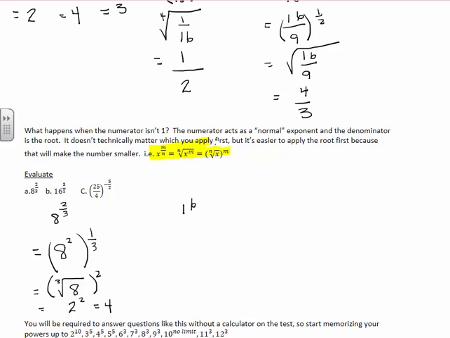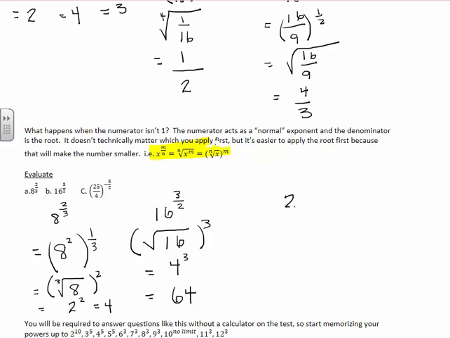So let's look at 16 to the 3 over 2. My denominator is my root, so that's going to be square root. That comes under the root sign, and then my exponent. I like to do the root first, so the square root of 16 is 4, and then worry about my exponent, and that would equal 64.